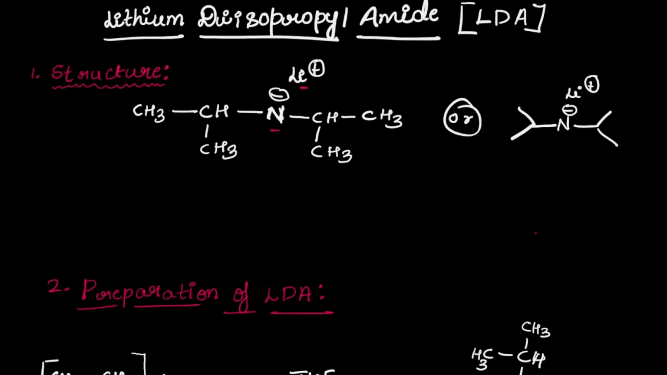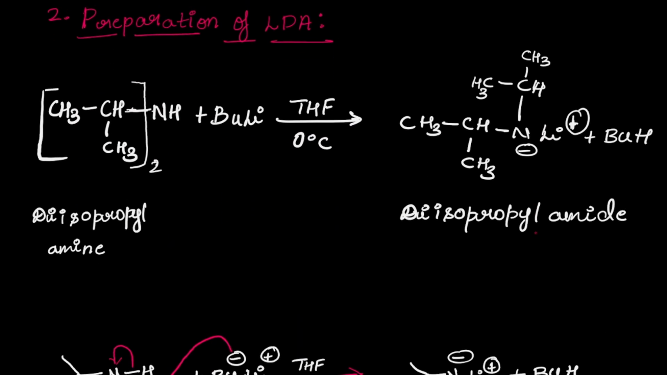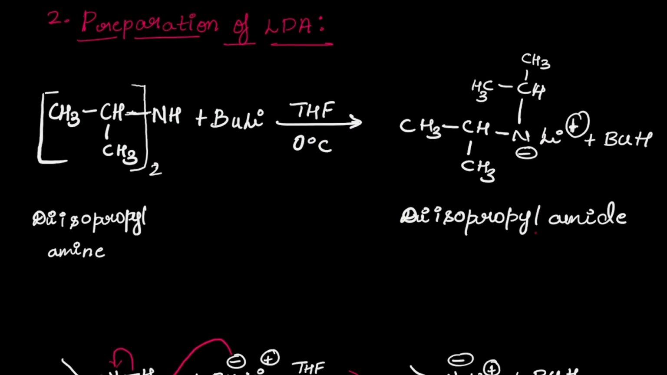Next, let us see the preparation of LDA, that is lithium diisopropylamide. It is prepared by using diisopropylamine and butyl lithium, which is a very strong base, at a temperature below room temperature, that is at 0 degrees Celsius, using a solvent called THF, which is also abbreviated as tetrahydrofuran. By using these reagents under this condition, we'll get diisopropylamide.